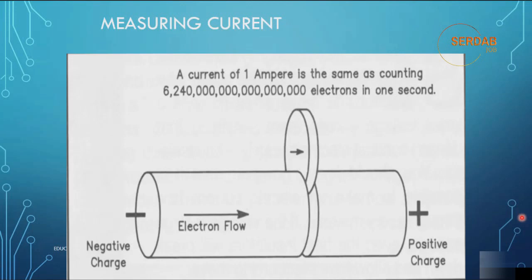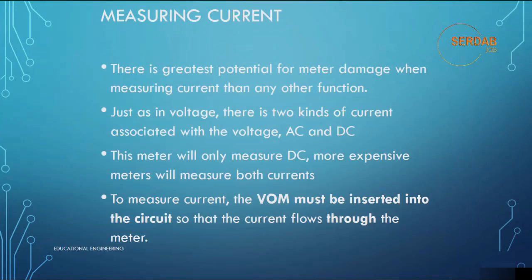So now let's look at current measurement. There is greatest potential for meter damage when measuring current than any other function. Just as in voltage, there are two kinds of current, AC and DC. This meter will only measure DC. A more expensive meter will measure both.